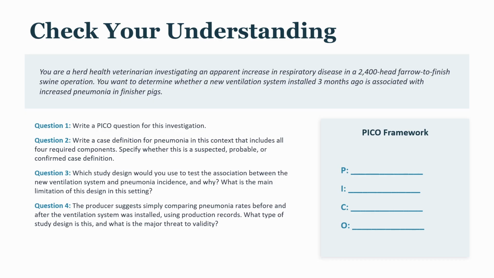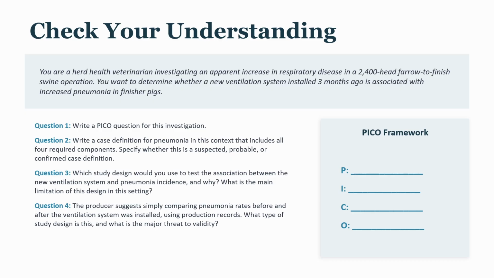Question 3, study design. The most appropriate design is a cohort study, specifically a prospective cohort comparing finisher pigs housed in barns with a new ventilation system to pigs housed in barns retaining the old system, followed over time to measure pneumonia incidence in each group. The main limitation is confounding by pen or barn.